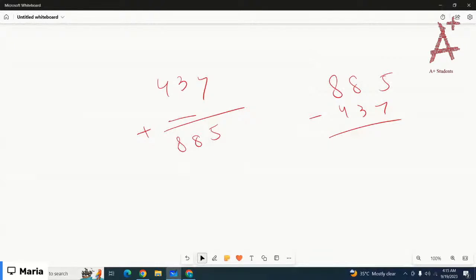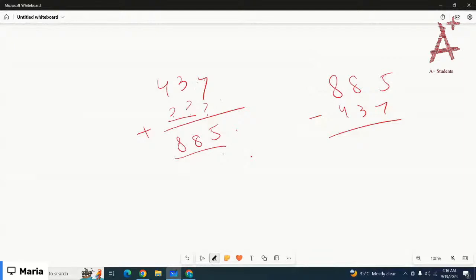Just listen to me carefully, right? You can see you are given 437, right? The other number is missing. You have to find the other number. And if you add 437 and the missing number, the answer equals 885, right? That is the question you are given. Now you have to find the missing number. How do you find it? You have to subtract the given number out of the sum. You have to do 885 minus 437, right? When you subtract, you will find the other number.